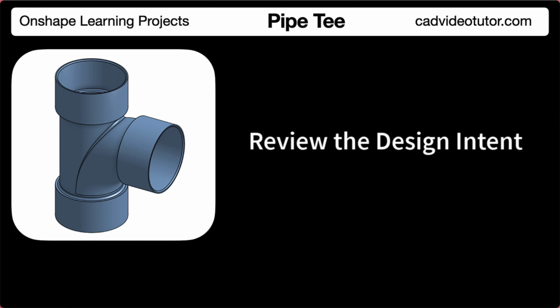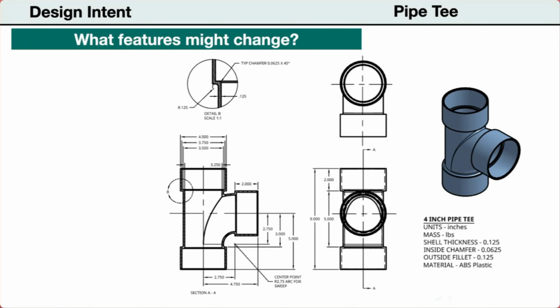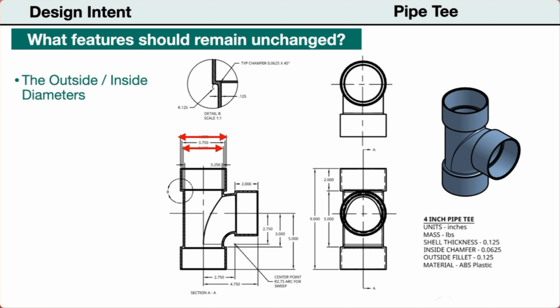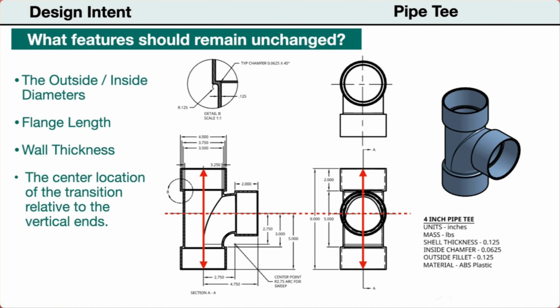Next, let's establish our design intent. To start, we need to identify any features that might be changed during the design process. For this design, we may need to increase the length of the pipe. Next, we should identify the features that should remain unchanged when it is revised. In this case, the outside and inside diameters will remain the same. The length of the end flanges will not be changed. The wall thickness will remain the same. The location of the center of the transition will remain the same relative to the vertical ends.